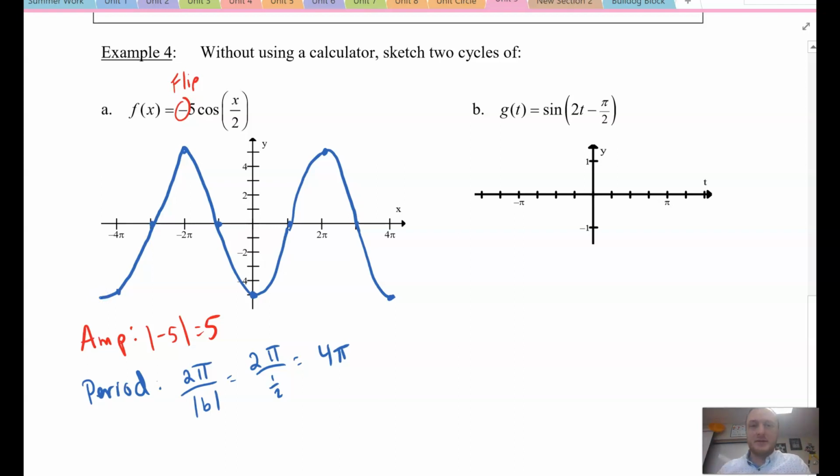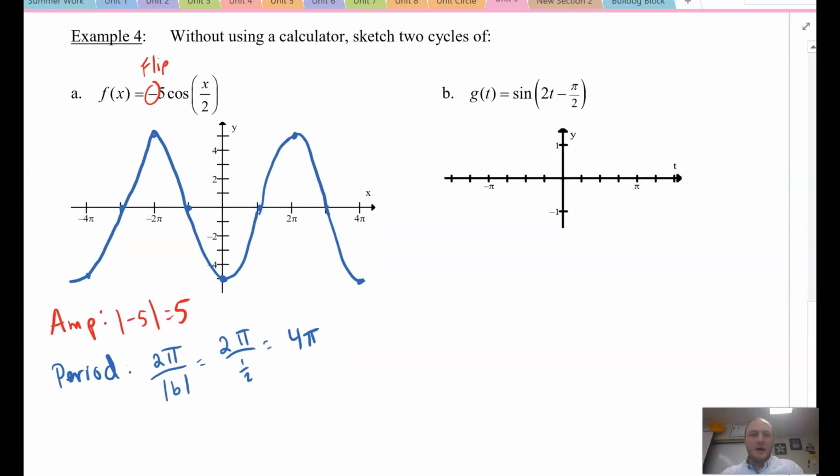There is that example. All right, part B, we have sine of 2t minus pi over 2. And in this case, this is what I'm talking about, that b value that is kind of hiding. So we have a b value of 2. I'm going to factor it out, and we get t minus pi over 4. Okay, so again, in this case, our amplitude is 1.